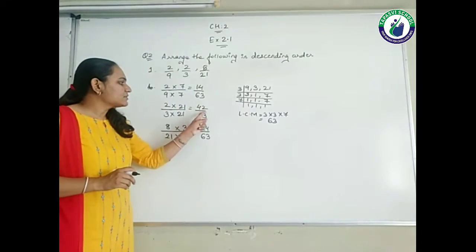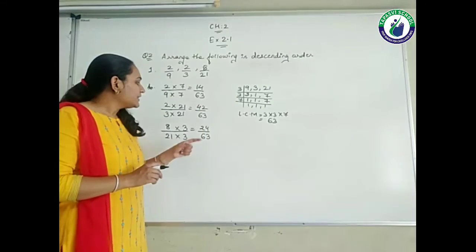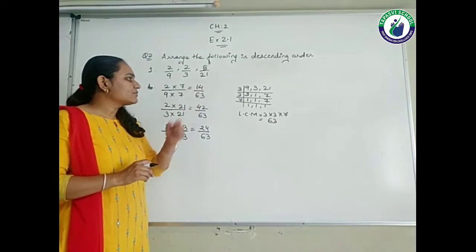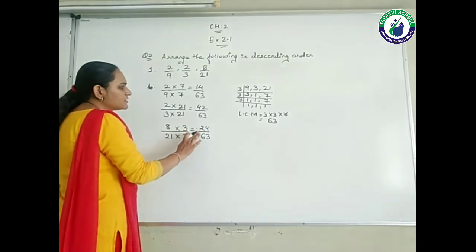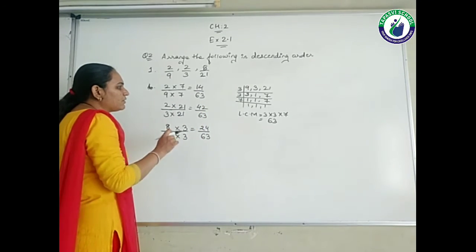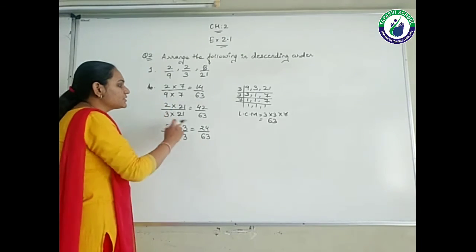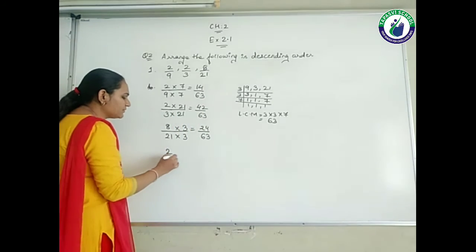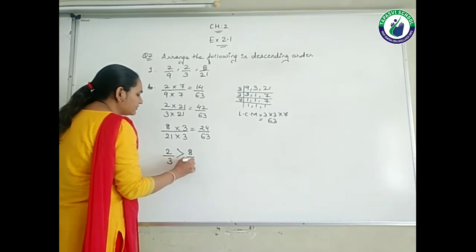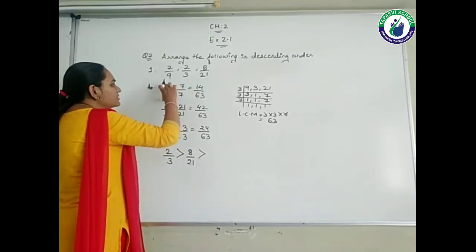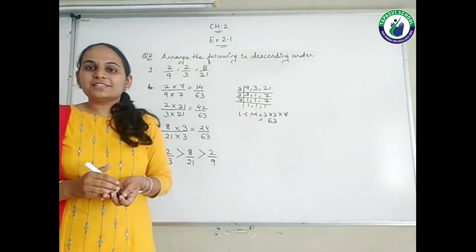So, if I can see all these fractions, I can find that 42 upon 63 is the greatest one. Then comes 24 upon 63 and then comes 14 upon 63, right? Now, this is first, this is second and this is the third. Now, you don't have to write this, right? You have to write the original fractions. So, I will write 2 upon 3, the greatest of all, then comes 8 upon 21 and then comes 2 upon 9. So this is the series, students, right?